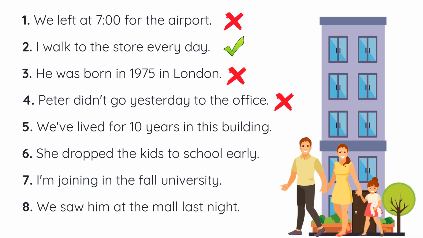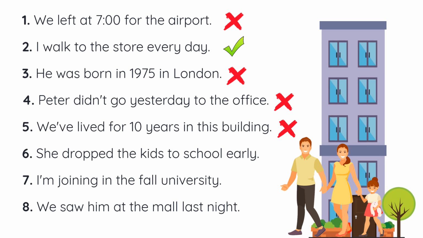Number 5. We have lived for 10 years in this building. Is that correct or incorrect? Think about it. It is actually incorrect because we should say we have lived where? In this building. Time. We are talking about time. When? For 10 years. Okay?